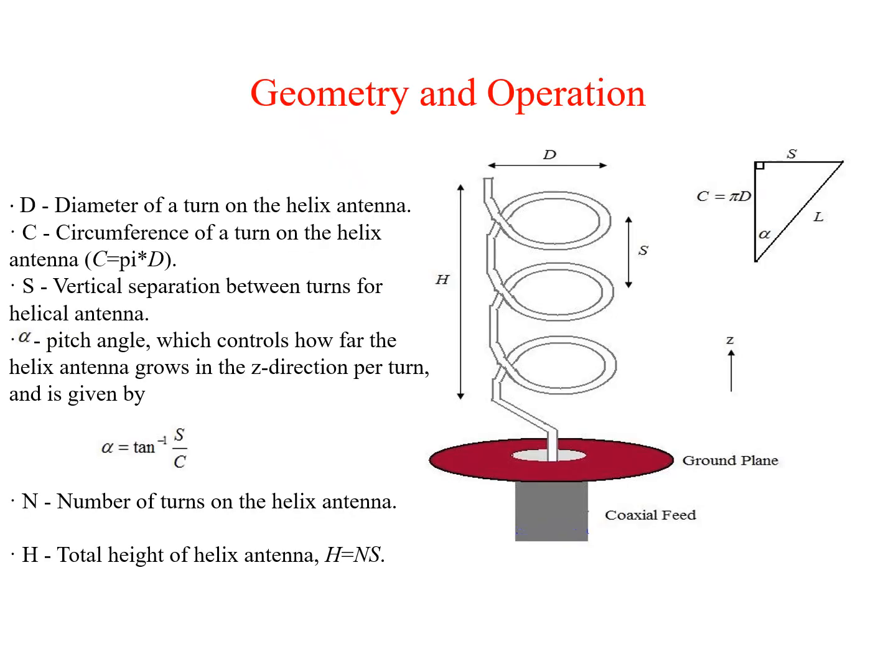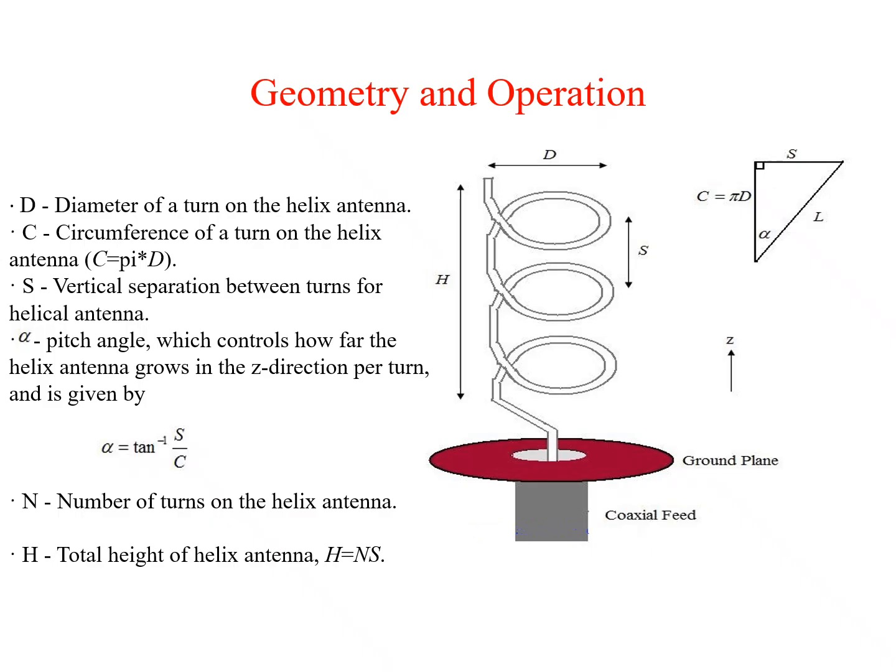The main geometry and operation of the helical antenna: ground plane, coaxial feed, and height. H is the height of the antenna. See, this is the diameter D, and see the circumference of one turn of the helix. That is pi D. D is the diameter, pi D is the circumference.